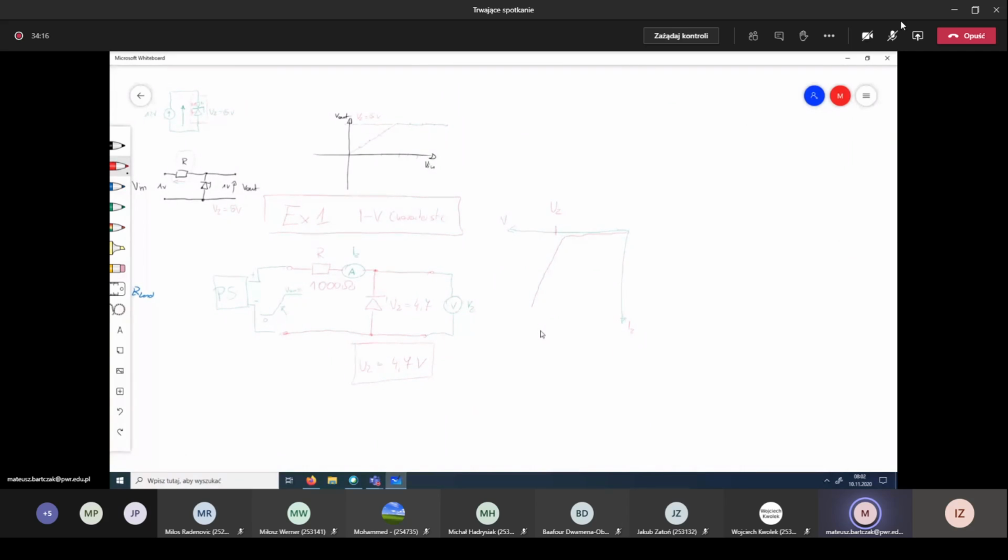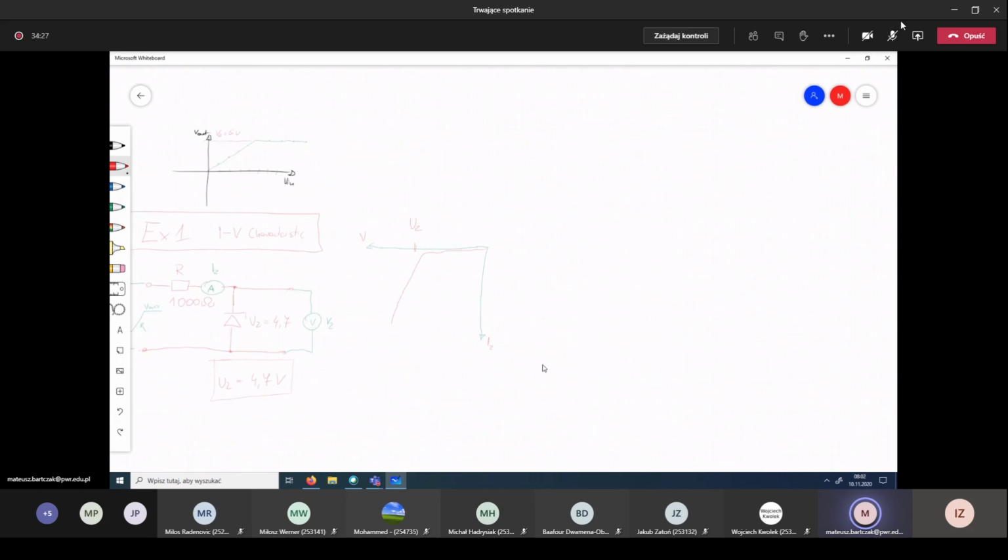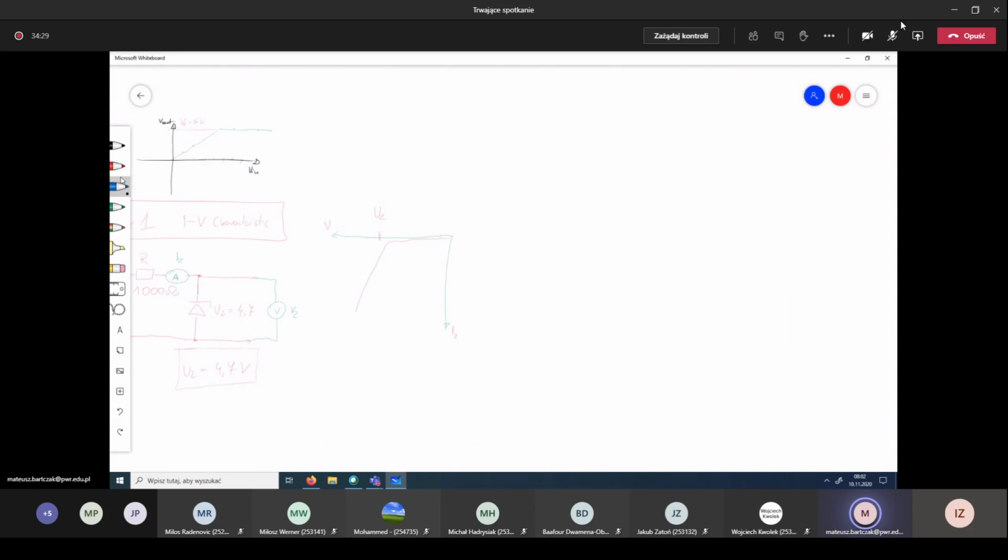And why are we doing that? Because then we will have the characteristic of the Zener diode. Your next exercise, exercise number 2, is to create the following. In exercise number 2, we will have 9 volts here. We will have the resistor. We will have the Zener diode, so UZ is equal to 4.7 volts.